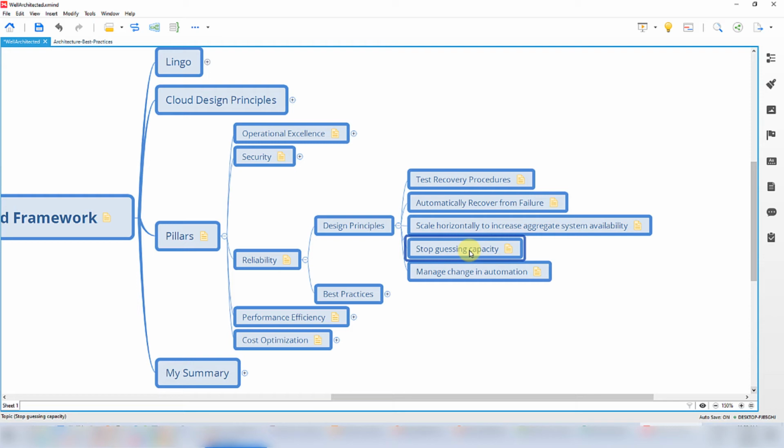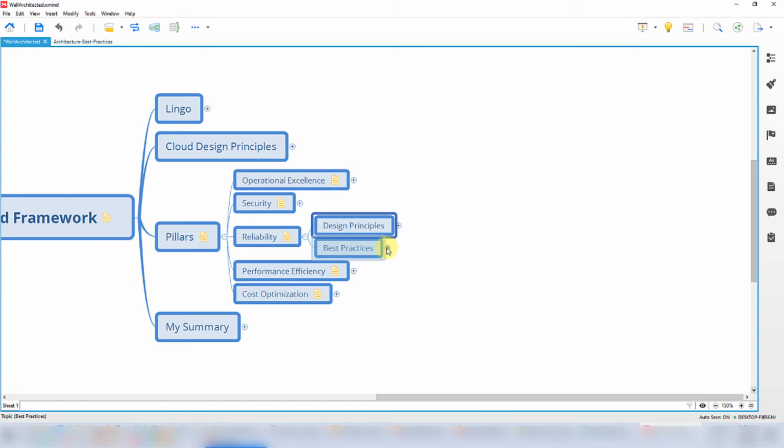You should never have to guess the capacity required for your application. Under provisioning causes resource saturation and increases failures. The cloud allows dynamic capacity management, so leverage that. Manage change and automation. So any changes to infrastructure should be automated. There are plenty of tools to help do that.